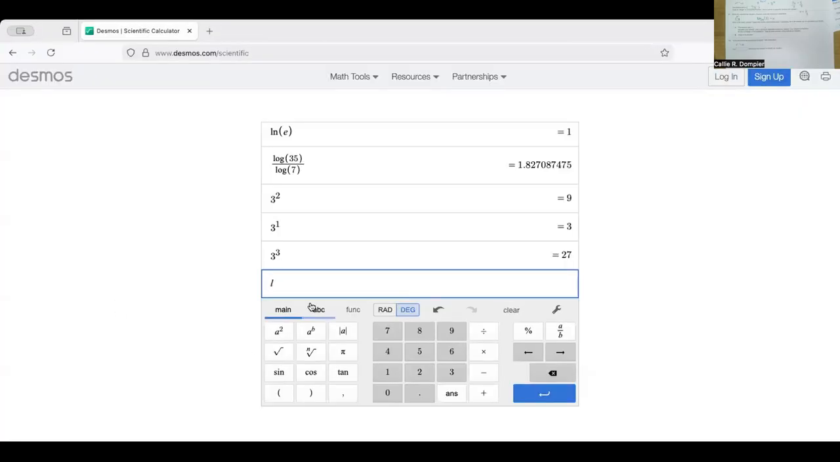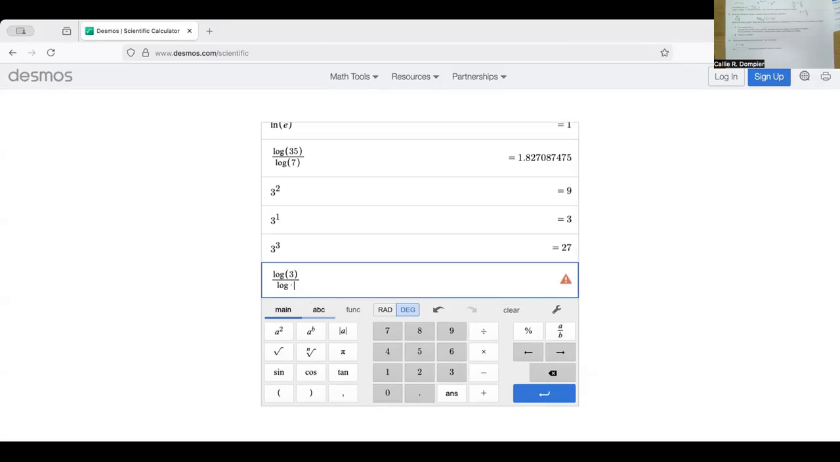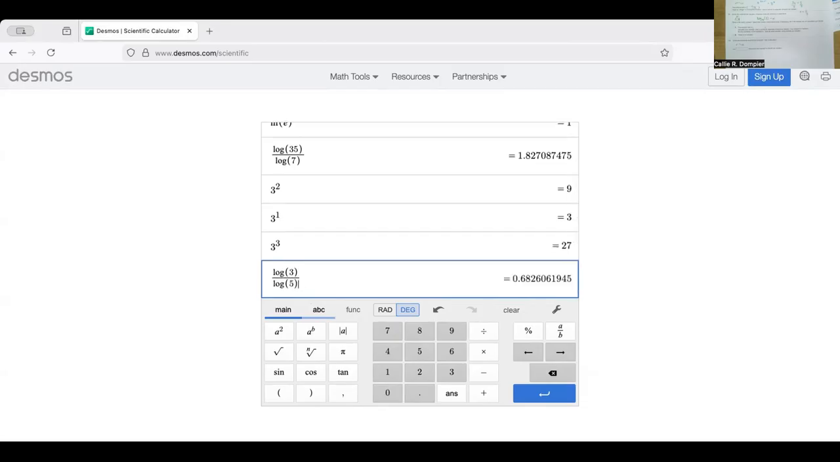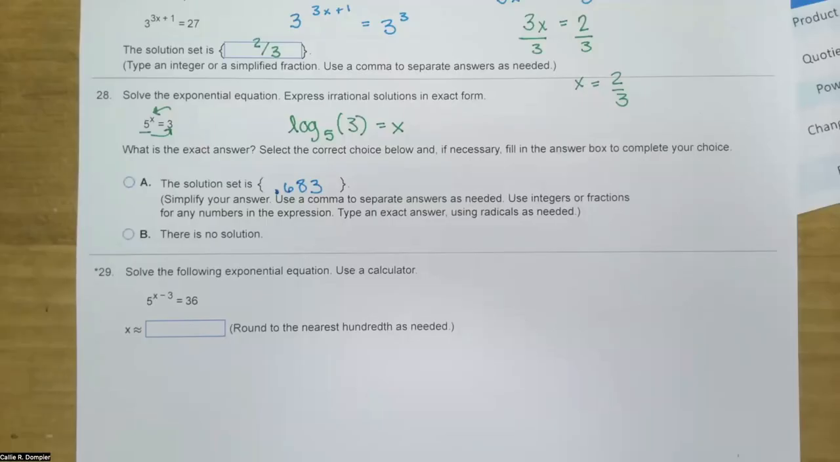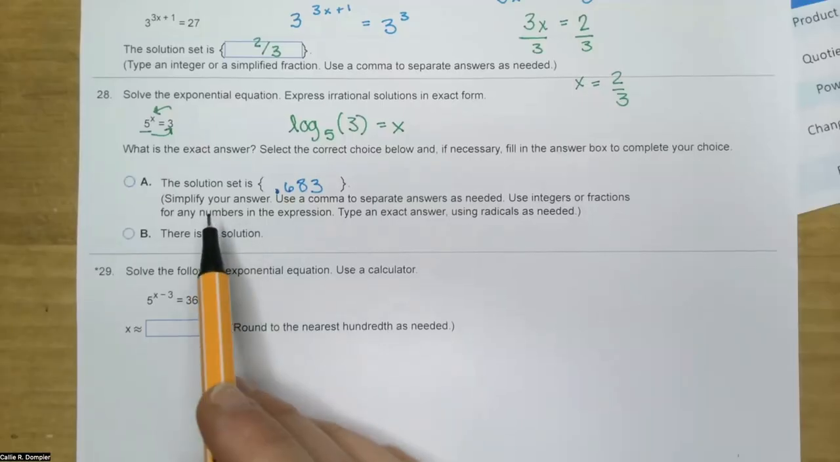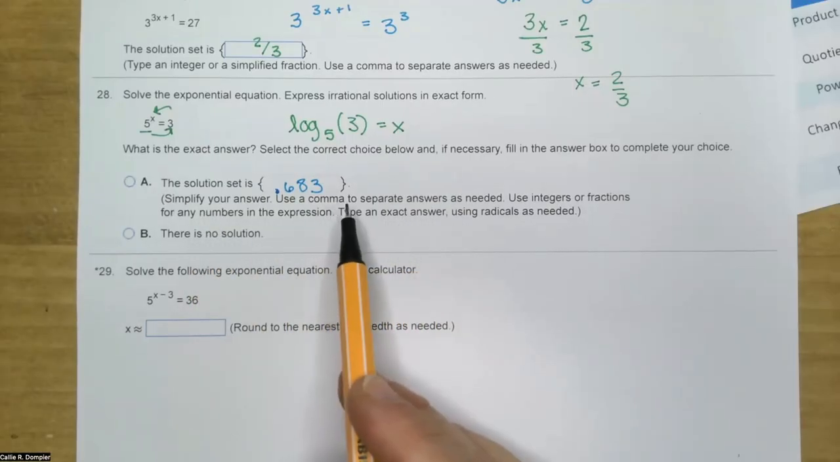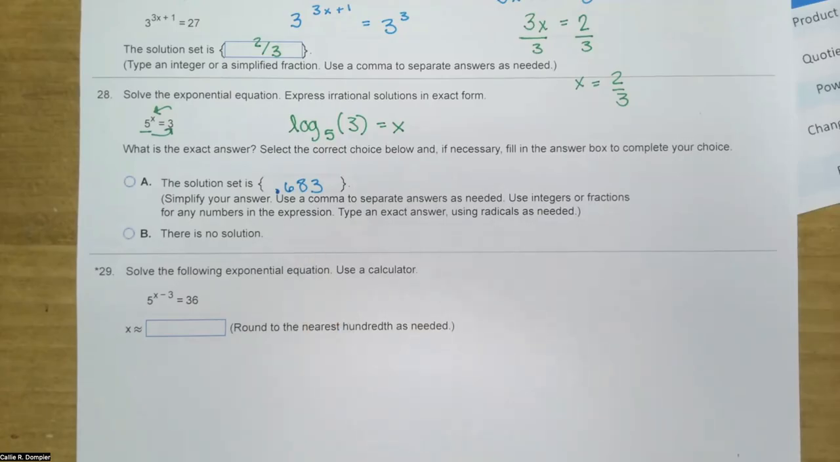remember, log divided by the base point. The solution set is 0.683. Sorry, they said that they want an integer or fraction. So they do not want a decimal.